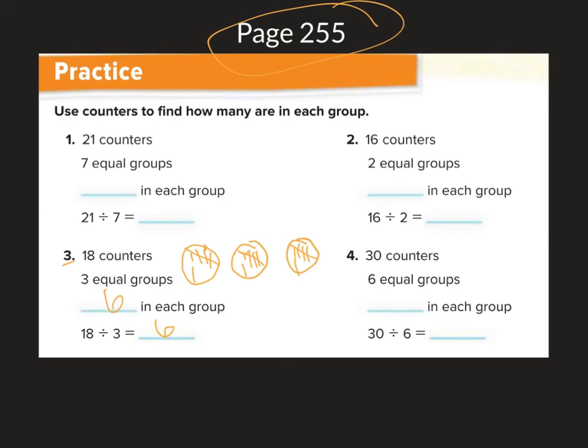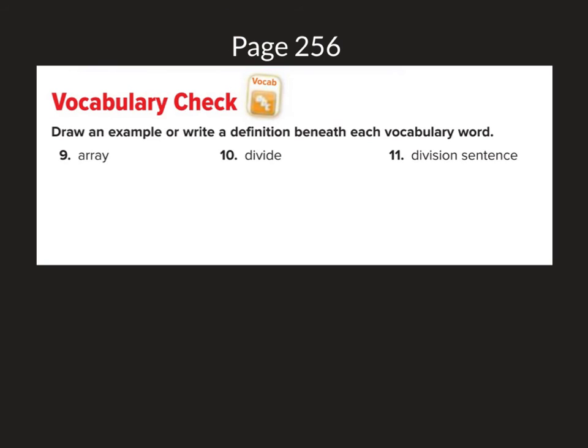I want to do one more example here on the vocabulary. So it says draw an example or write a definition beneath each vocabulary word. It's on page 256, the back page of your homework. So let's do that. Let's draw an example of array. Let's do like 2 times 3 because that's pretty little numbers. So I'm going to have 2 circles on one side, 3 on another, and fill her in. So this would be 2 by 3 equals how many total circles? 6. 2 times 3 equals 6.